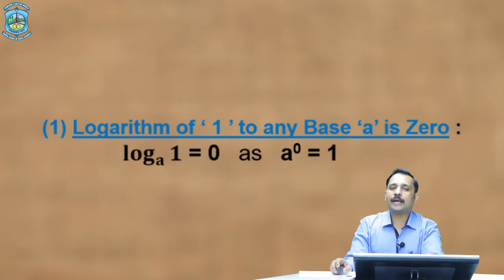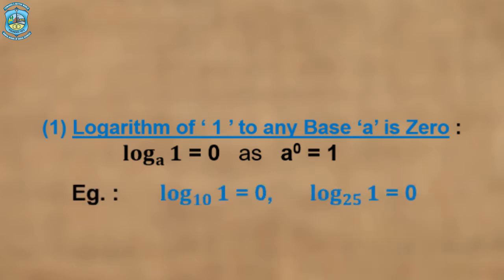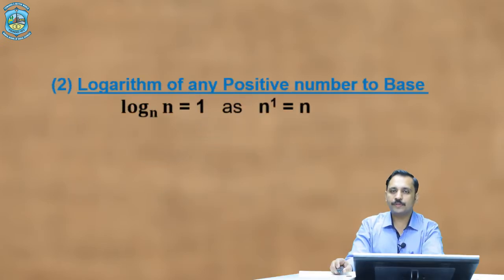Now we come to properties of logarithms. The first property is that the logarithm of 1 to any base a is 0. That means log of 1 to the base a is equal to 0, as by the concept of logarithm we can write it as a raised to power 0 is equal to 1. Anything raised to power 0 is always 1. Hence, the value is 1. For example, we have log of 1 to the base 10 as 0. Similarly, log of 1 to base 25 is also 0. Hence, log of 1 to any base is equal to 0. The second property is that the logarithm of any positive number to the base itself is 1.